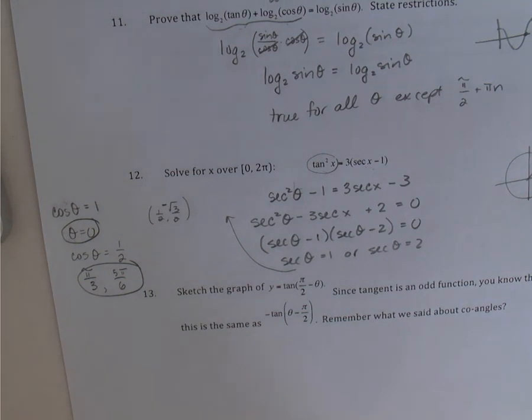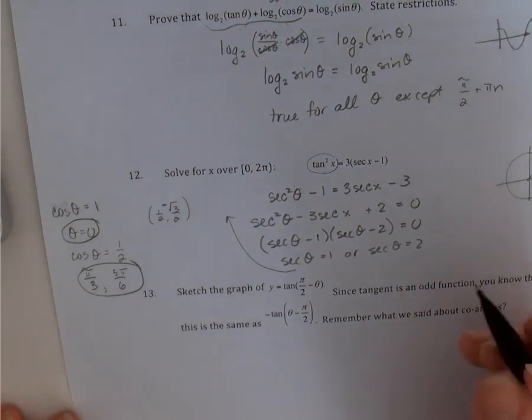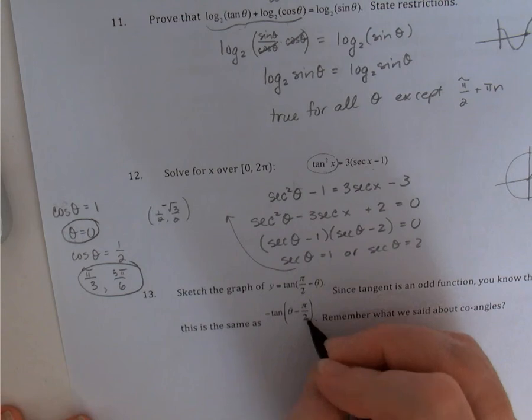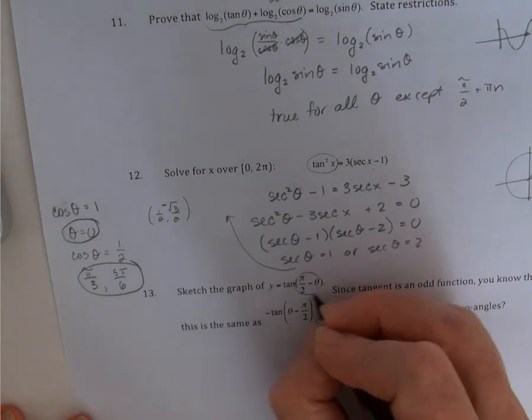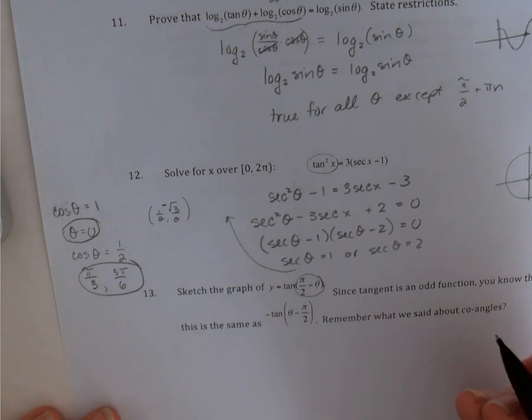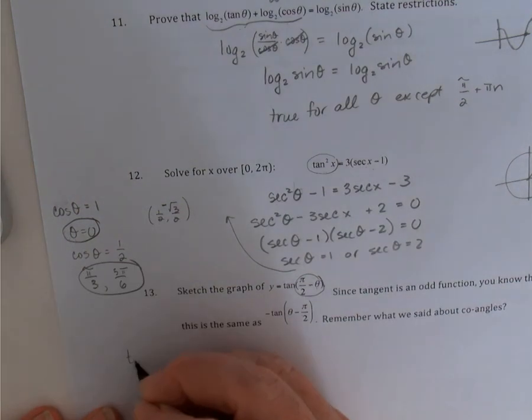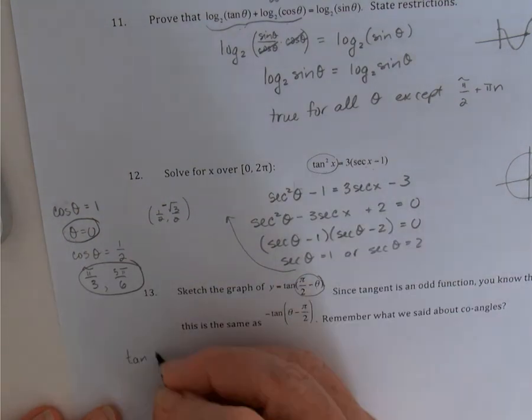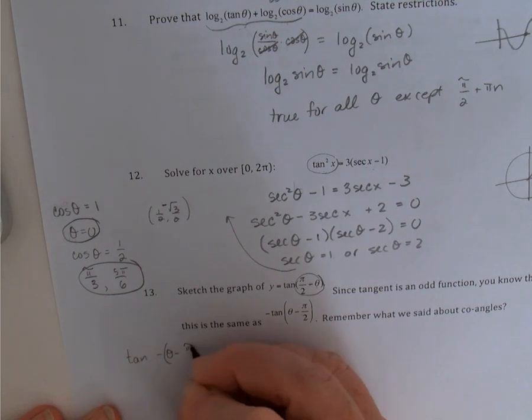For question 13, I'm going to follow the advice. And here's why these two are equal, because I would rather have the theta come first and think about shifting to the right or the left, and reflecting is a pain in the neck. So I'm going to think of this as tangent of, I'm going to factor out a negative, theta minus pi over 2 is what I'm going to graph.